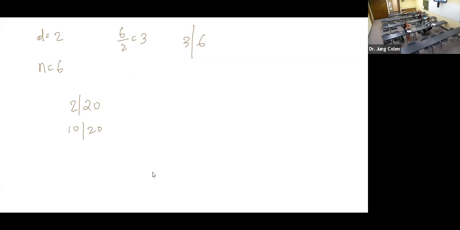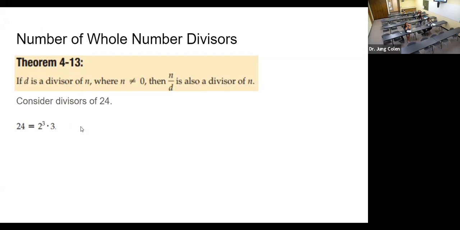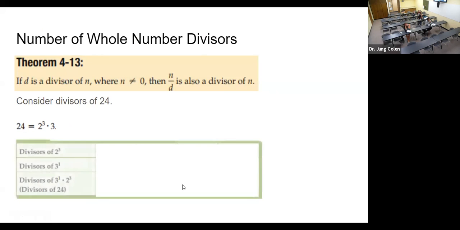Now we need to consider this one, divisors of 24. What are the divisors of 24? Well, I already had 24 with prime factorization, 2 cubed times 3. So we can consider all of those divisors here. Divisors of 2 cubed, what are the divisors of 2 cubed? What are the divisors of 3 to the 1st power? Then you can think about divisors of the product of those two. So let's think about that.